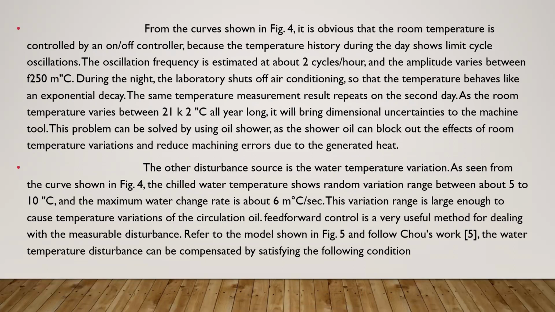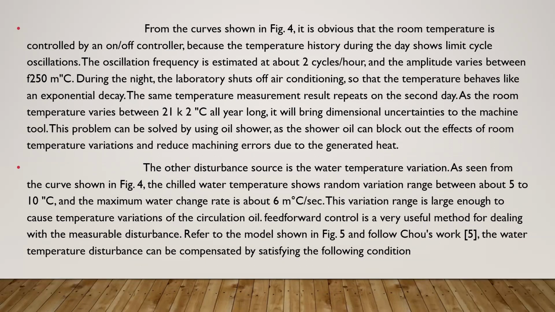From the curve shown in figure 4, it is obvious that the room temperature is controlled by an on-off controller because the temperature history during the day shows limit cycle oscillations. The oscillation frequency is estimated at about 2 cycles per hour and the amplitude varies within about 0.25°C. During the night, the laboratory shuts off air conditioning so that the temperature behaves like an exponential decay. The same temperature measurement result repeats on the second day as the room temperature varies between 21 and 25°C all year long. It will bring dimensional uncertainties to the machine tool.